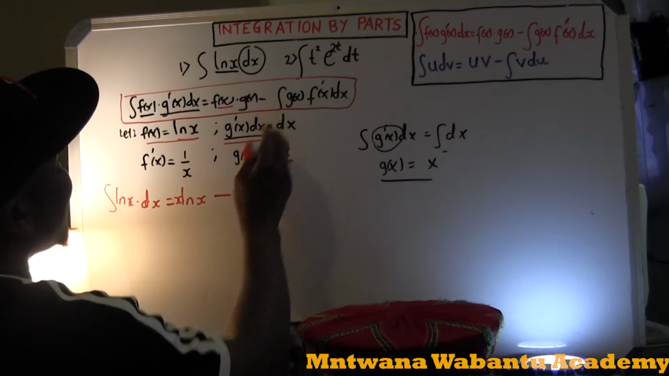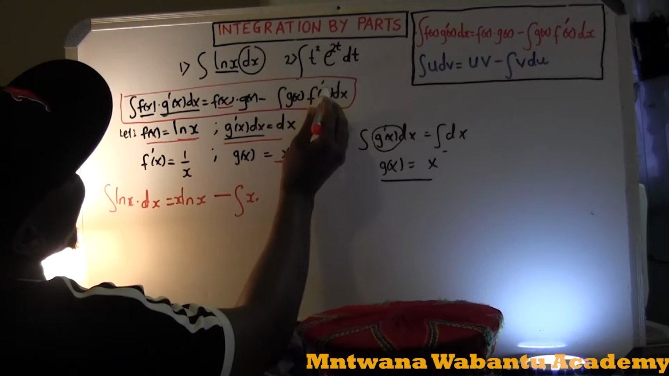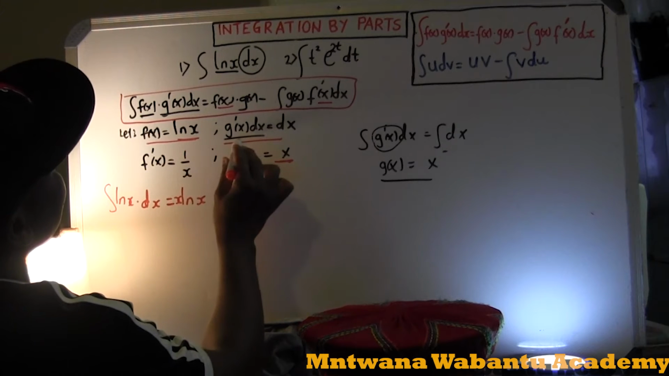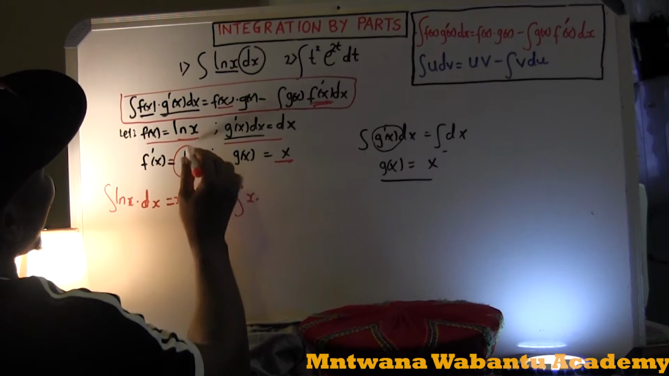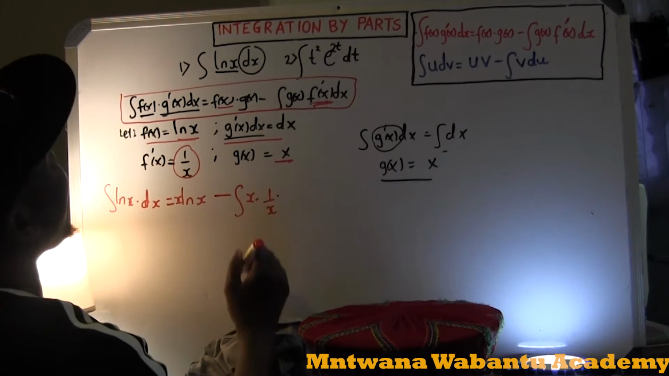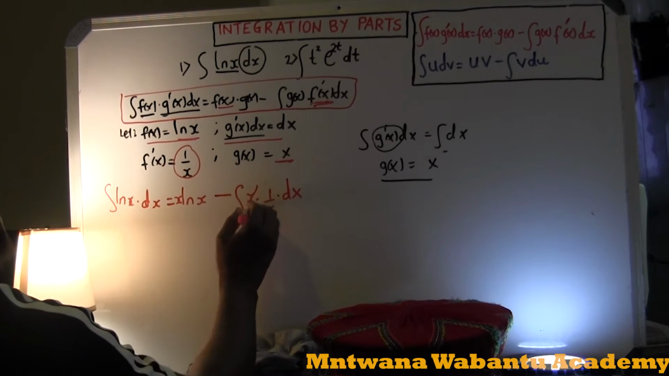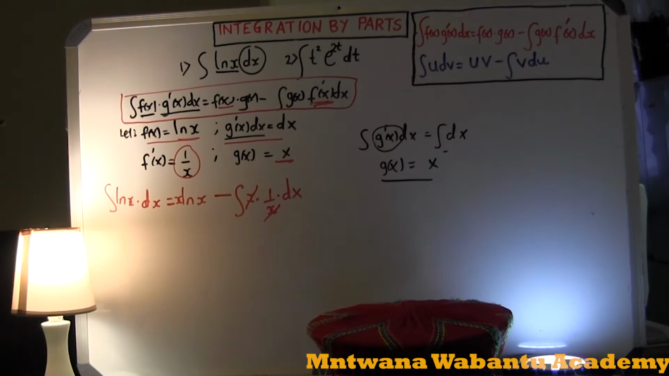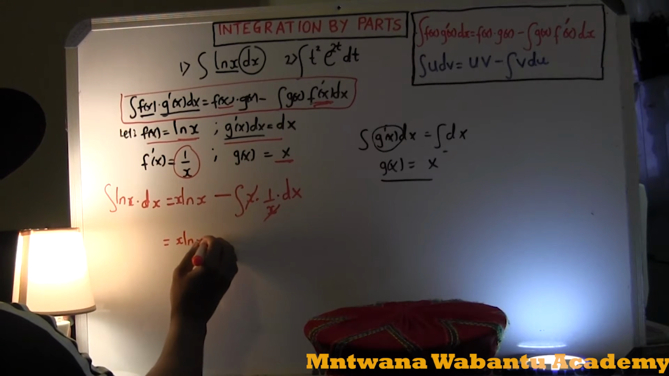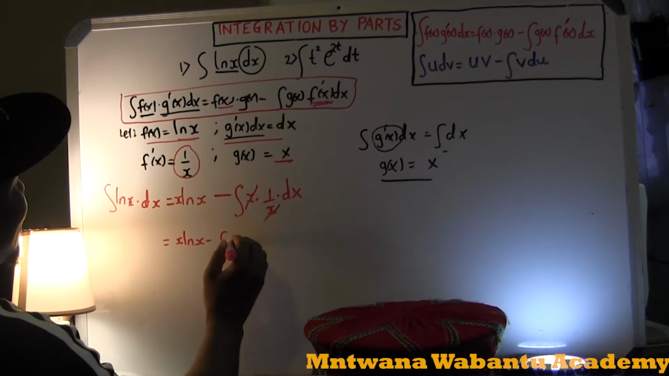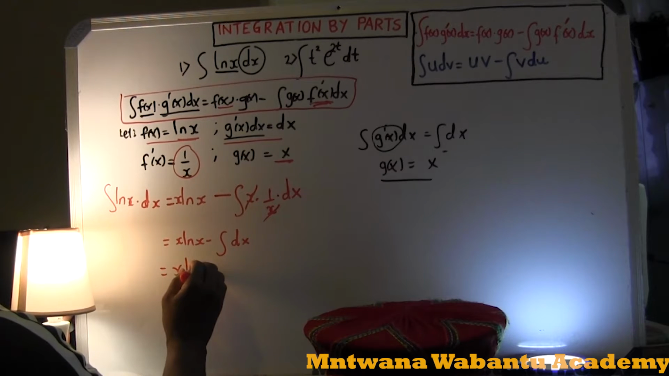Always write whatever you want to multiply before ln of whatever. And then minus the integral of g of x, where g of x equals x, multiplied by f prime dx. What is f prime? 1 over x, dx. So here we go, x and x cancel. Now this is going to give us x ln of x, and then the integral of 1 dx.